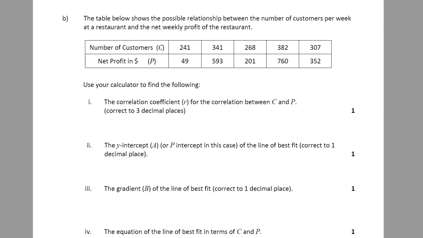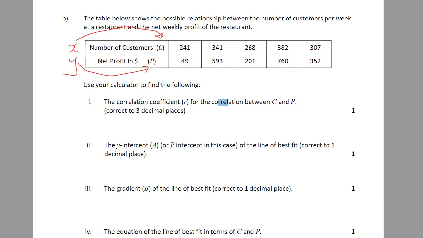241 I'm putting in and a 341. Note that we'll always put them in. X's is the first row, Y is the second row. We're never going to flip it. That's just the way we'll go with these things. So instantly I can know that the x-axis is going to be renamed as C and the y as P. That's how we're going to input it. We're all good. 241, 341, 268, 382, 307.